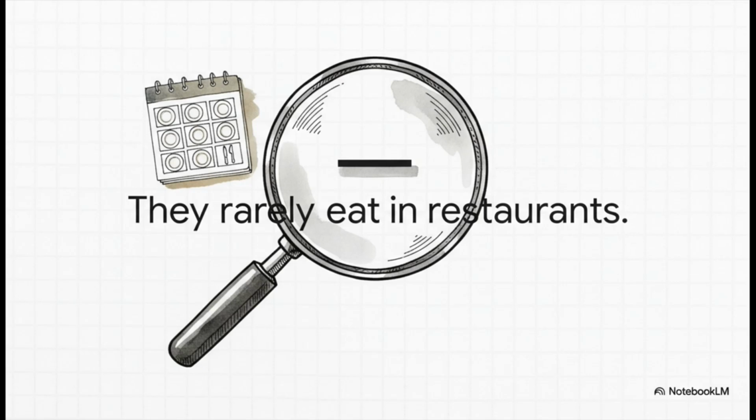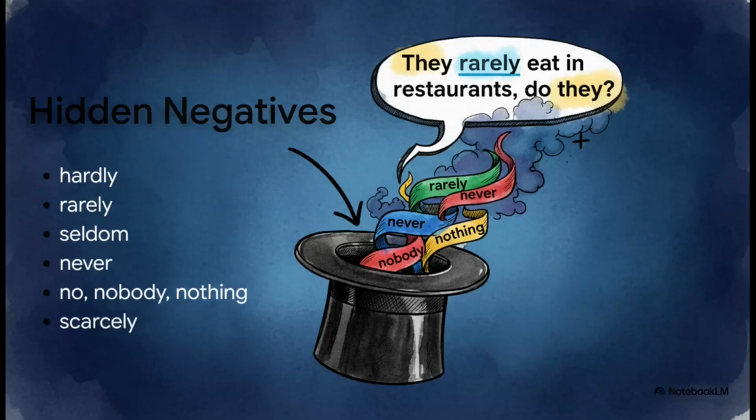So even though you don't see a not or an n't, this is absolutely a negative statement. And because it's a negative statement, what does our golden rule say? The tag has to be positive. "They rarely eat in restaurants, do they?" So you've got to watch out for these hidden negative words. Words like hardly, never, nobody, and nothing. They automatically make a sentence negative, which means you need a positive tag.